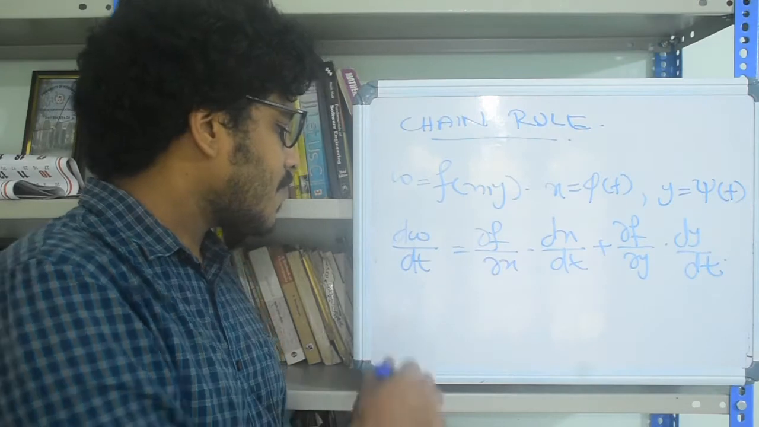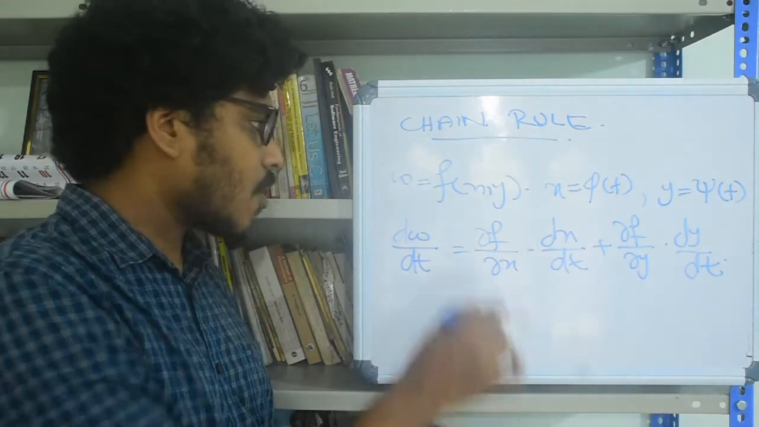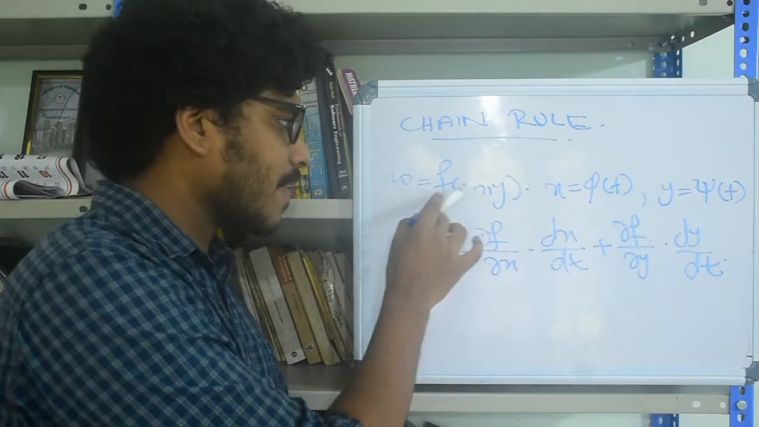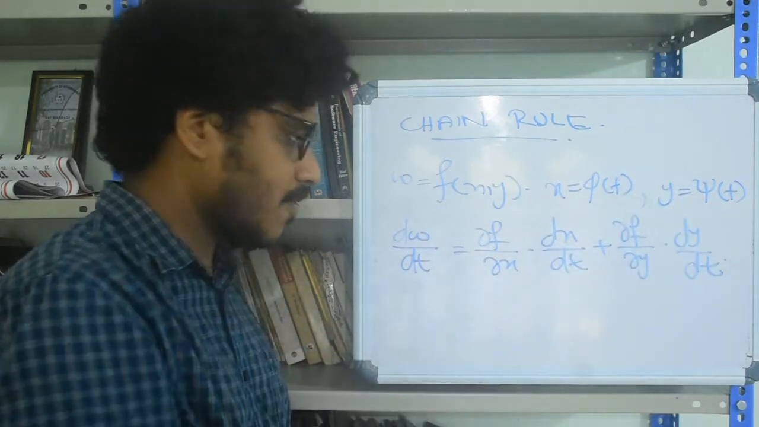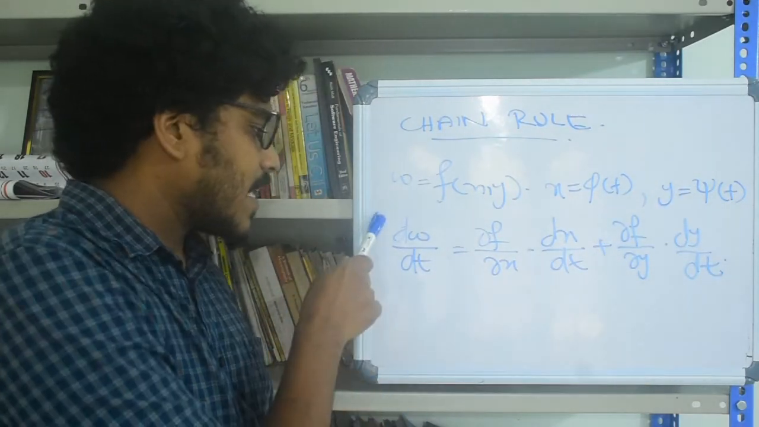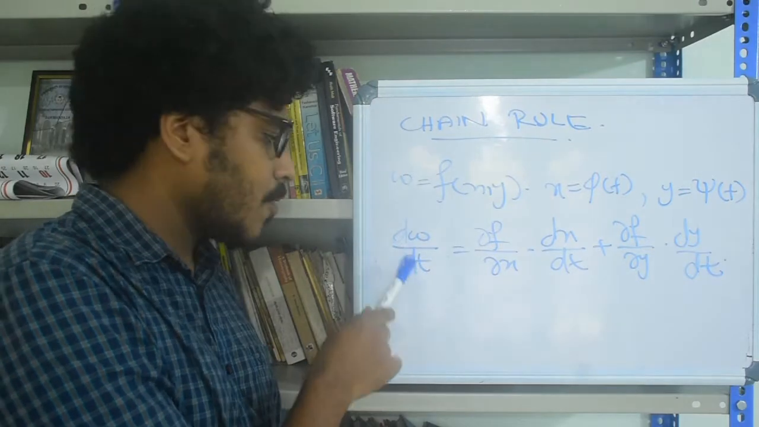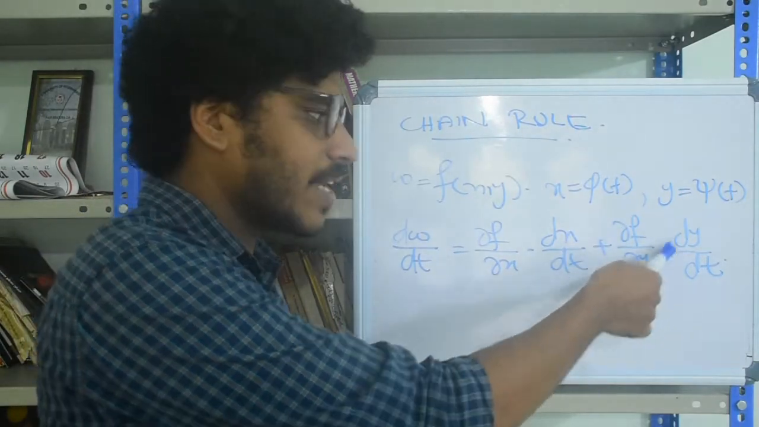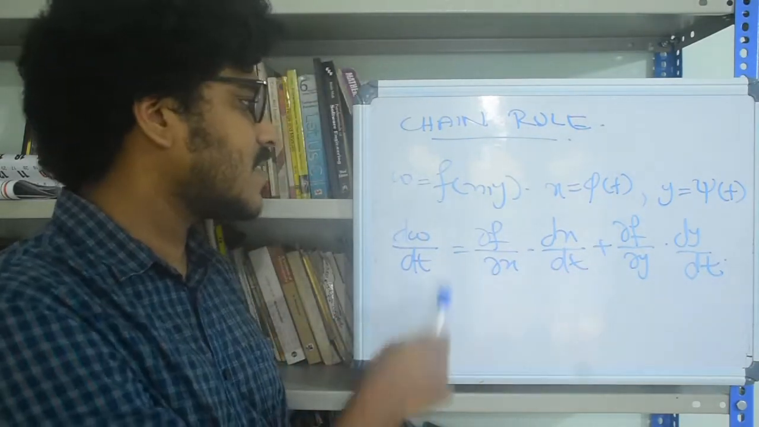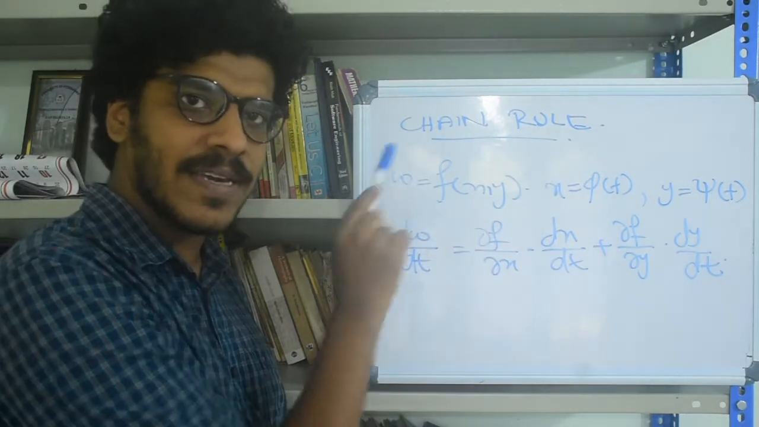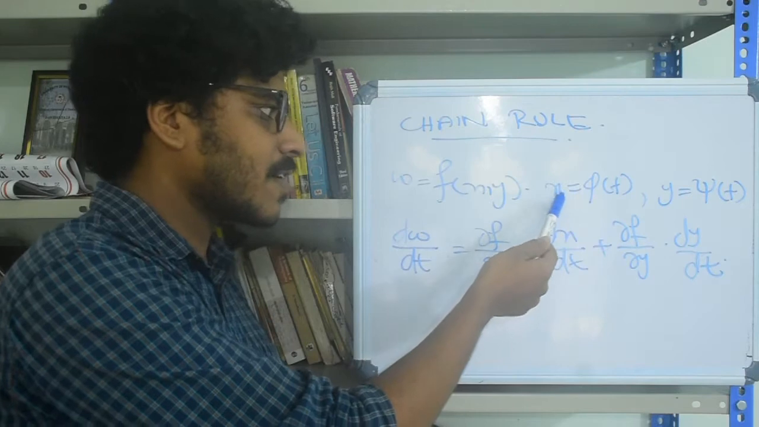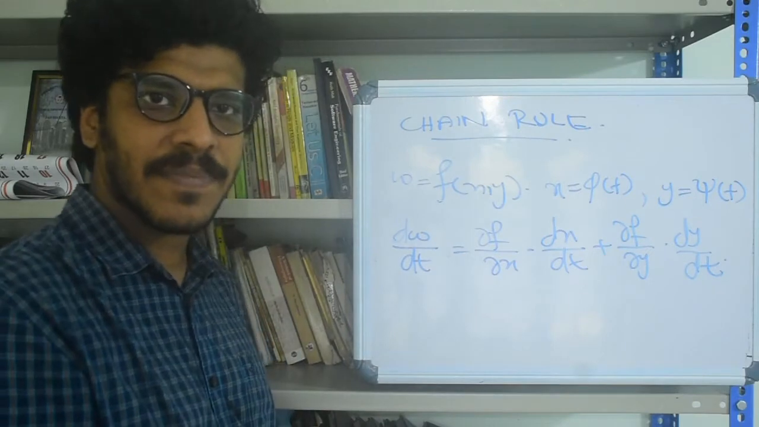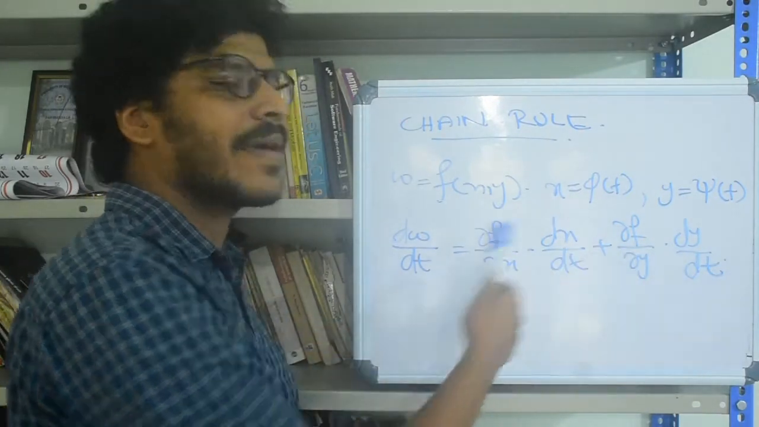So when we try to find the derivative of w, which is a composition of f with phi and psi, or f of x, y where x equal to phi of t and y equal to psi of t, the derivative can be found using this formula, where dw by dt equals partial f by partial x into dx by dt plus partial f by partial y into dy by dt. This expression makes sense since w is a differentiable function of x and y, x is a differentiable function of t, and y is a differentiable function of t. For those reasons, this formula makes sense.